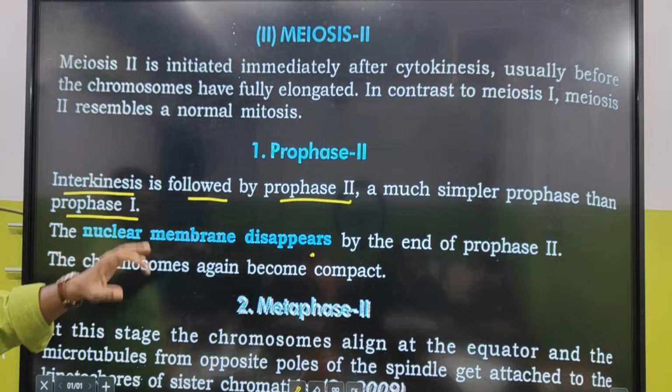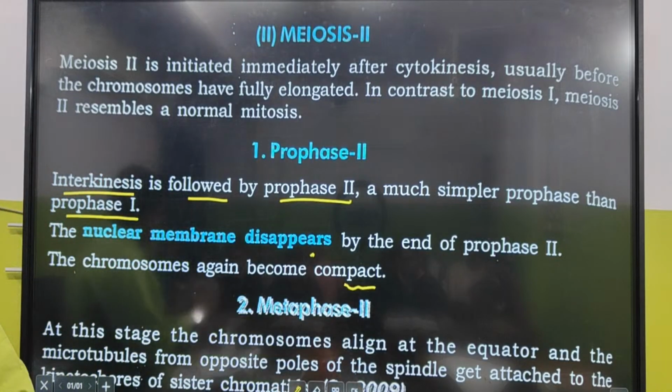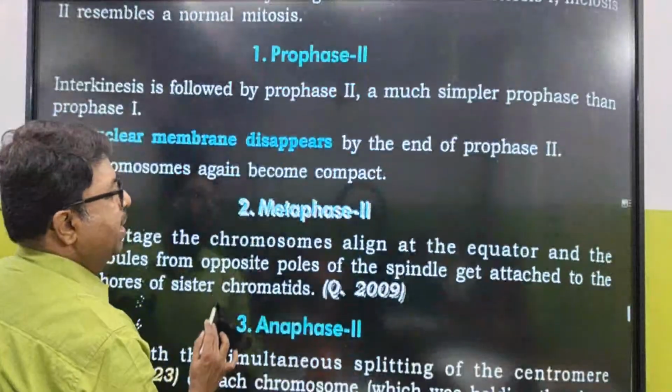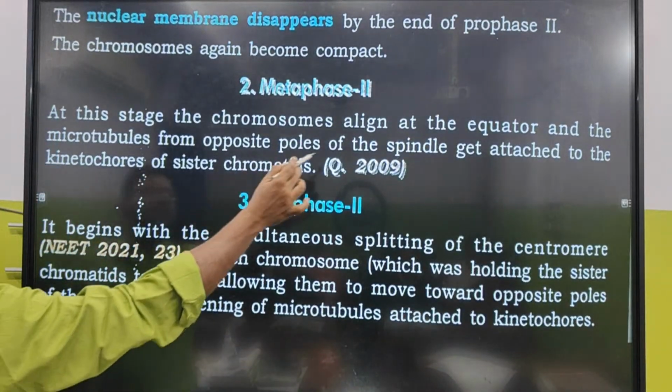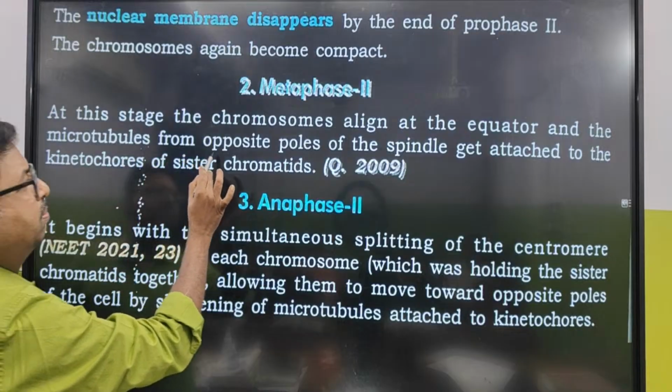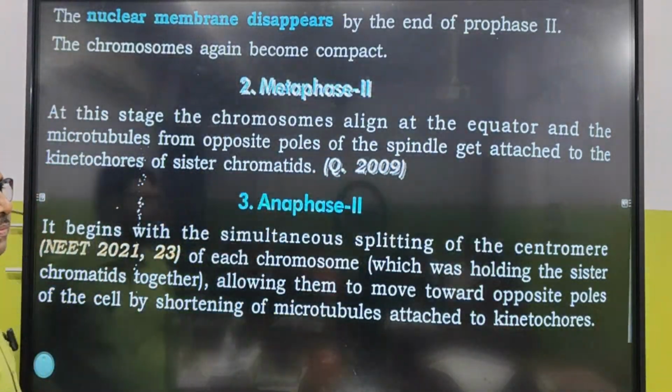Nuclear membrane starts disappearing. The chromosomes again become compact, and now they're going to start compacting, because after compaction, what will happen? It will come to metaphase 2. At this stage, the chromosomes align at the equator, and microtubules from opposite poles of the spindle get attached to the kinetochores of sister chromatids.